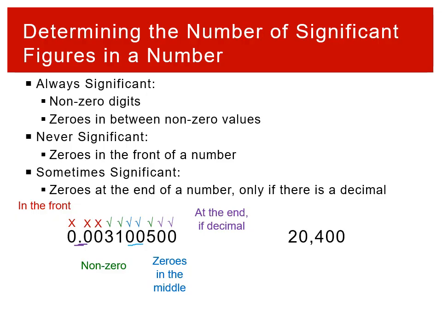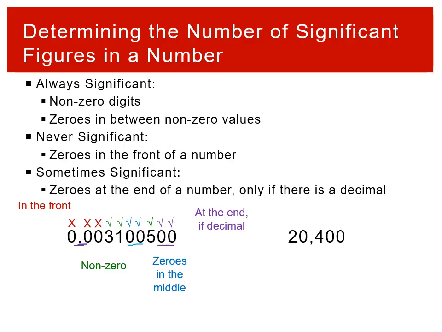But the reasoning here is just like the zeros in the middle: you are explicitly saying these values are 0. The values of those digits are 0. These are not just placeholders. They're not just in there to make the number a certain size. You are saying you know the value of those digits is 0.